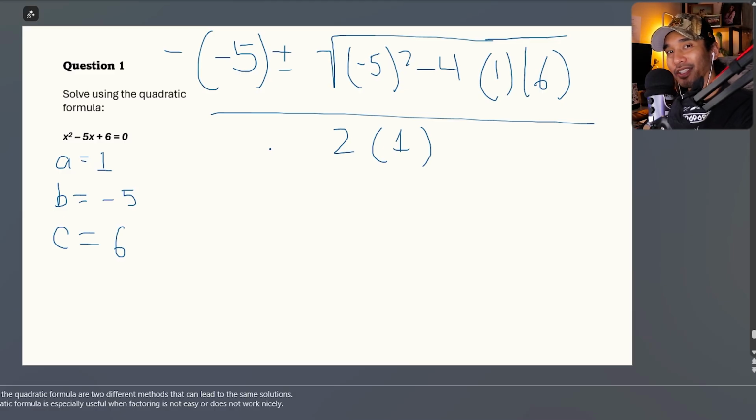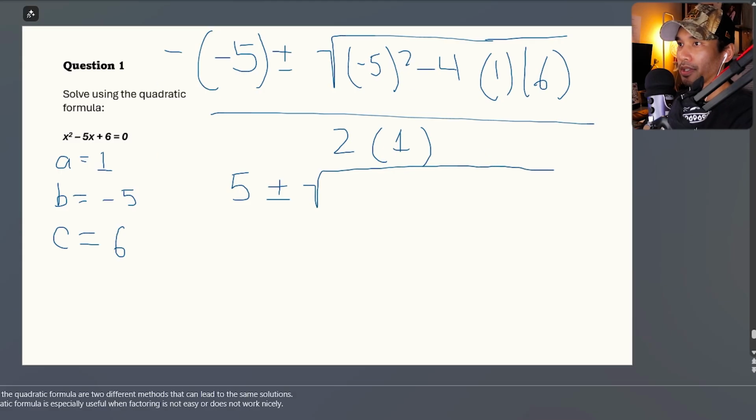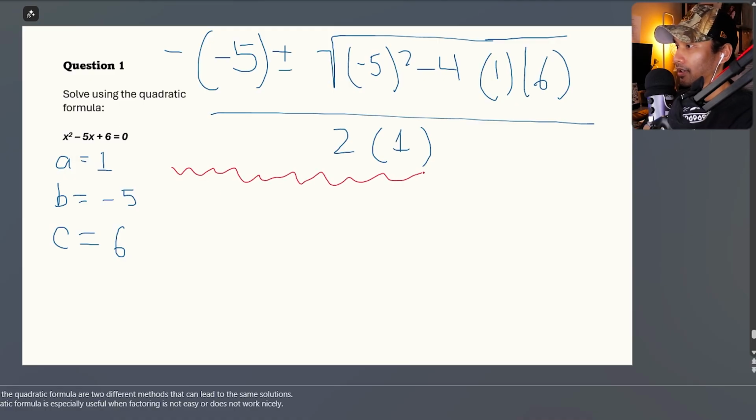All right, you've memorized the quadratic formula. Let's begin. So let us just solve or simplify. So you have 5 plus minus, and then this is what I would do. I would just go ahead and write on my scratch paper. And for the sake of this video, I'm going to put a squiggly line to separate the work, because it's going to get a little messy.